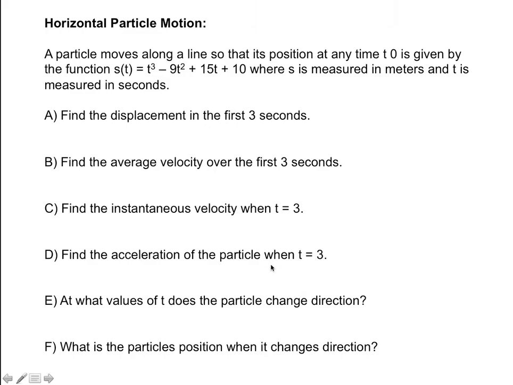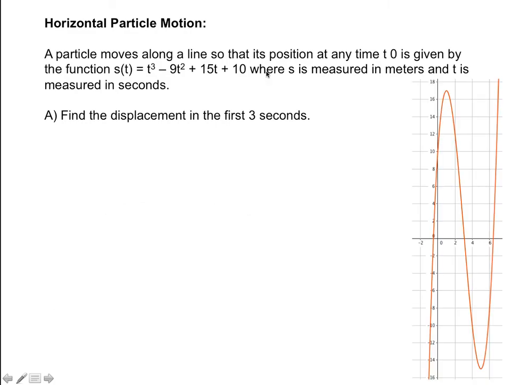So let's try to apply some of these instantaneous rates and higher order derivatives to a question here. We have a particle moving along a line, and its position at time t equals 0, it's a typo, is given by this function. It's a cubic, and that describes where it is at any point in time. And it looks kind of like this.